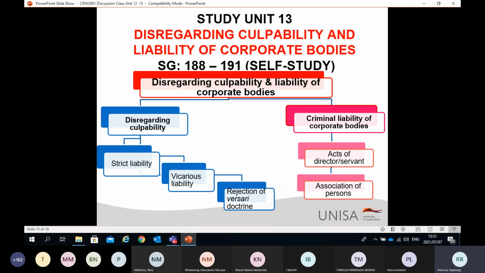This is on page 236 of the 6th edition, whereby Snyman talks about strict and vicarious liability. And he starts off by saying, the expression strict liability means liability in respect of which the requirement of culpability is dispensed with. It refers to the rule applied by the courts in the past that there are or may be certain statutory crimes in respect of which no culpability is required. Strict liability is encountered only in crimes created by statute. It plays no role in common law crimes. In these crimes, culpability is unavoidably required.